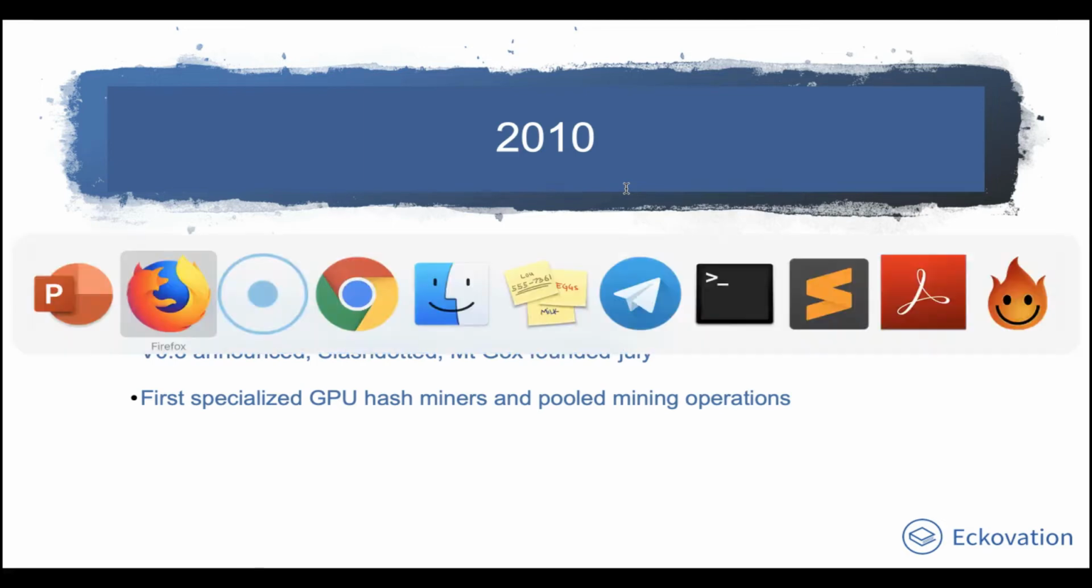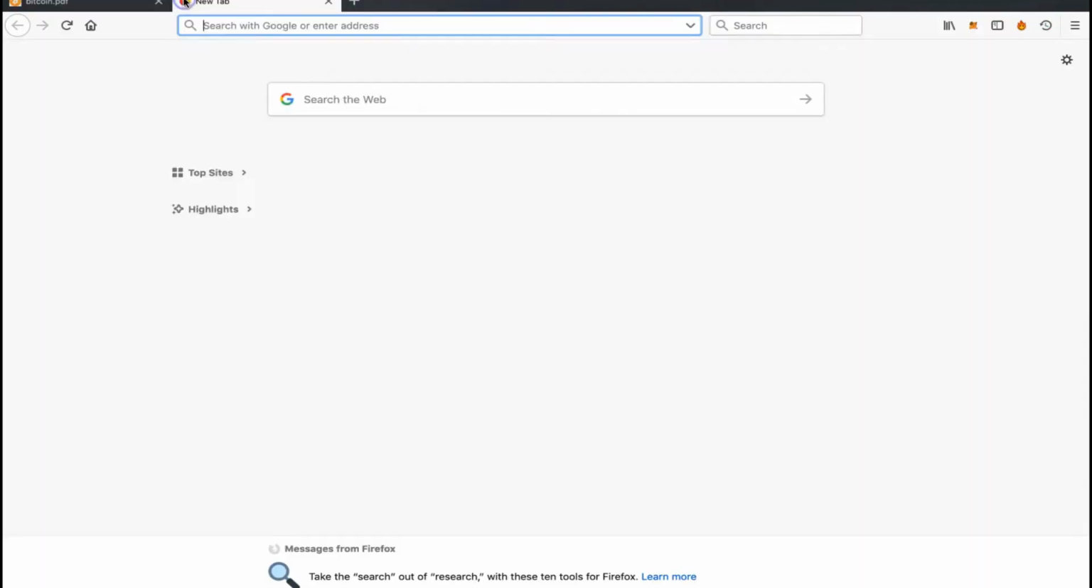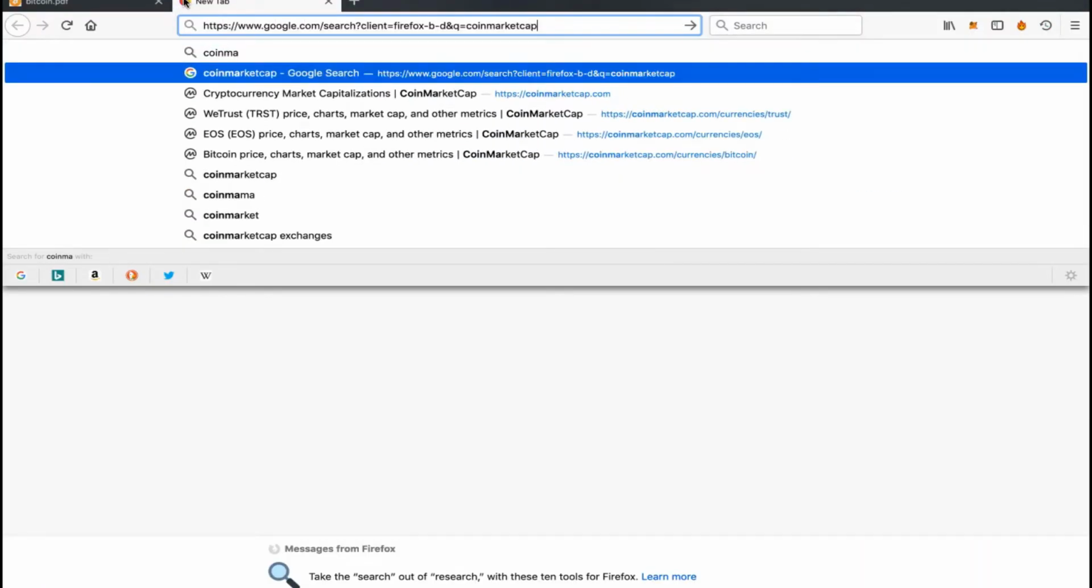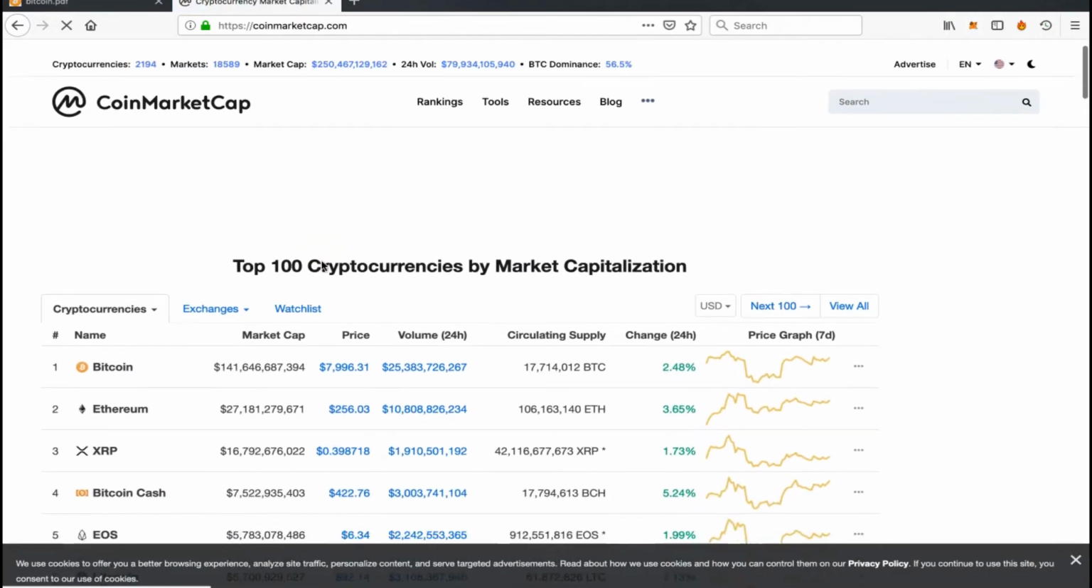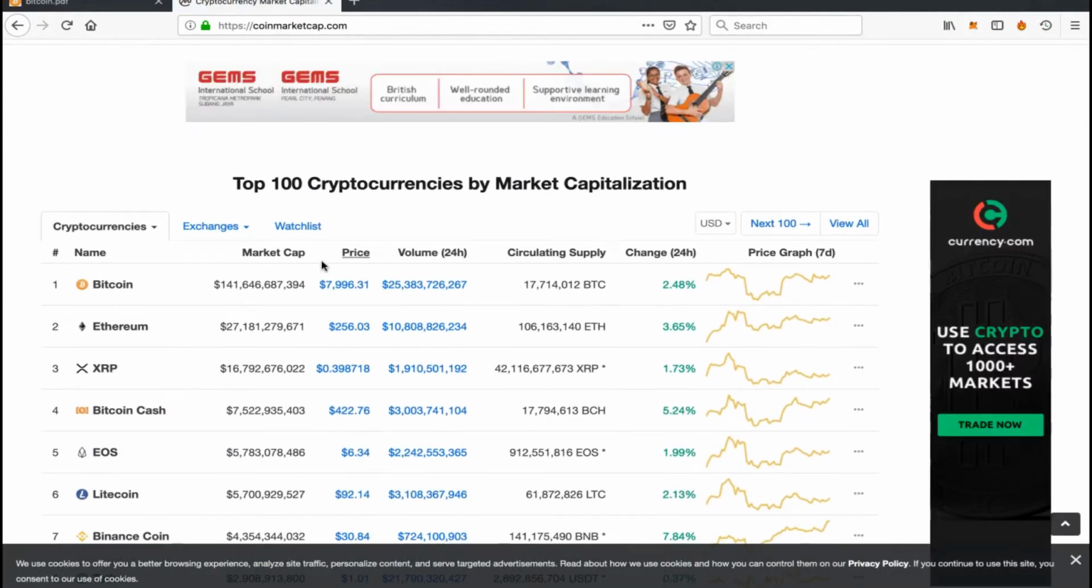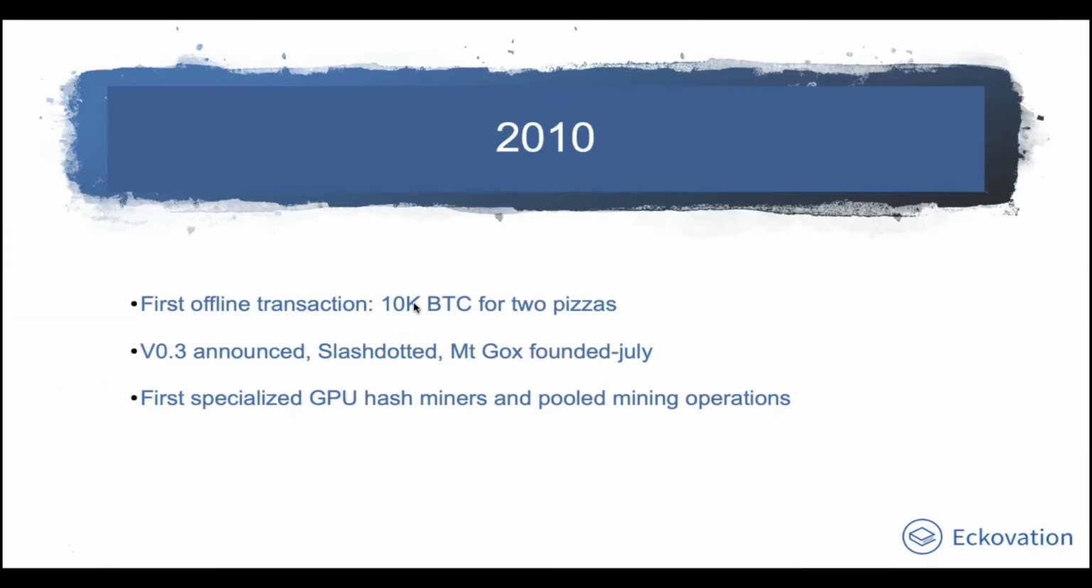To check the value, you can go to your favorite browser and check CoinMarketCap. In this, you can get the value of many cryptocurrencies as well as Bitcoin. So it's approximately $8,000. But obviously, the pizza was not worth $8 million or probably more than that. In 2010, the value of Bitcoin was very low, something like 10 cents or probably less.